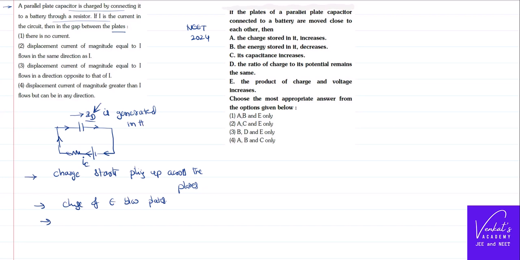in the same direction as the conduction current, the regular current. So look at the options. There is no current, that's wrong. Displacement current of magnitude I flows in the same direction as I is correct, and opposite direction is wrong.